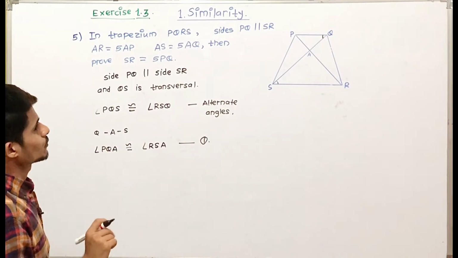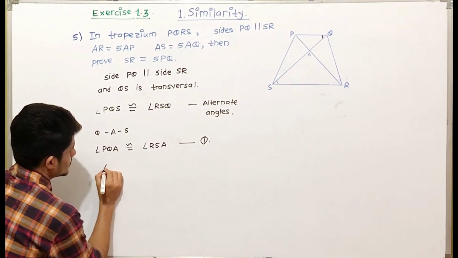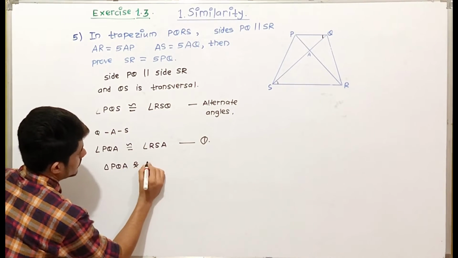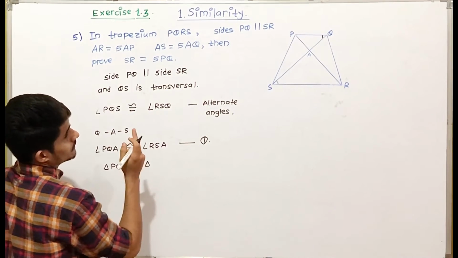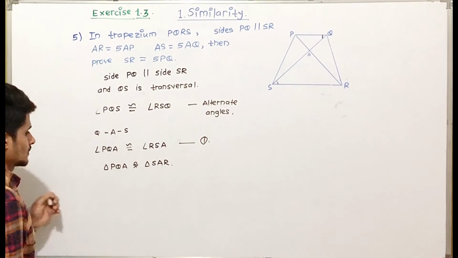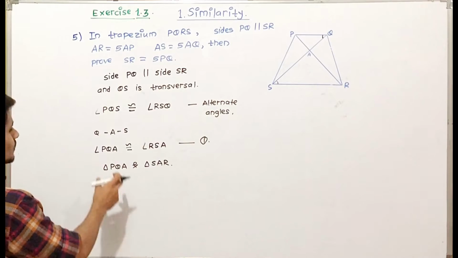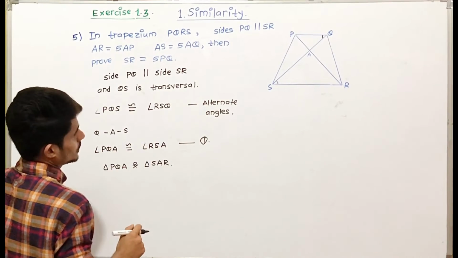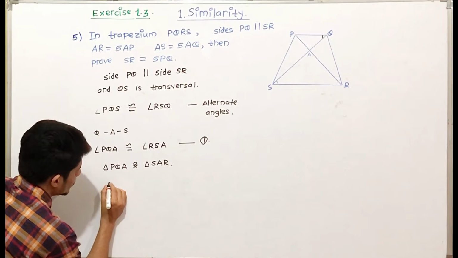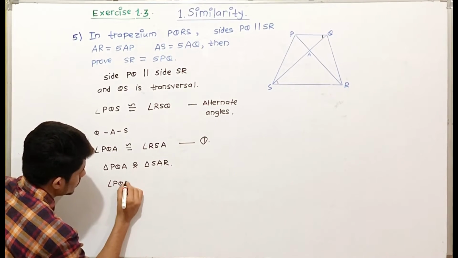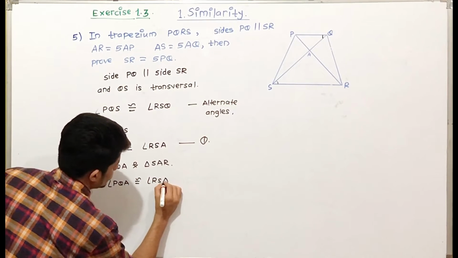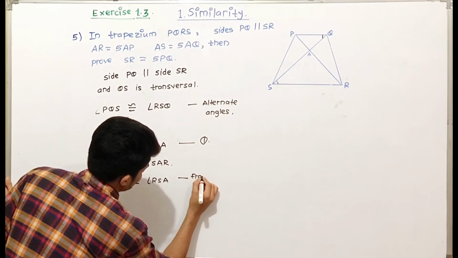Now we'll take two triangles, that is triangle PQA and triangle SAR. Now in these triangles we have angle PQA congruent to angle RSA from 1.